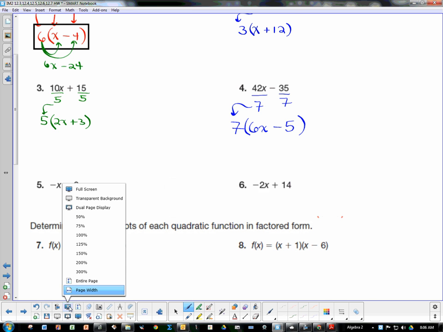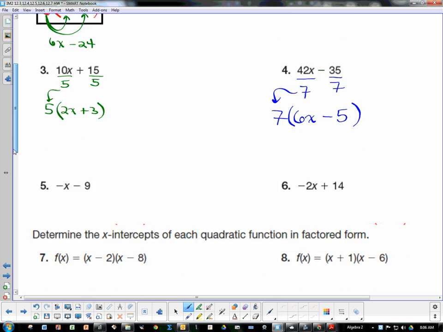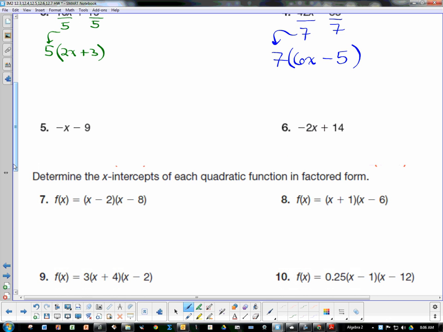All right, number 5. Take a look at this one. This is a little different. When we want to factor something in number 5, we're starting out with a negative. So it would be nice to have this coefficient before the x be a positive. So I would just divide each one of these by negative 1. The same kind of thing happens here. What is negative x divided by negative 1? X. And then negative 9 divided by negative 1? Plus 9, and then bring the negative 1 out. There it is in factored form.